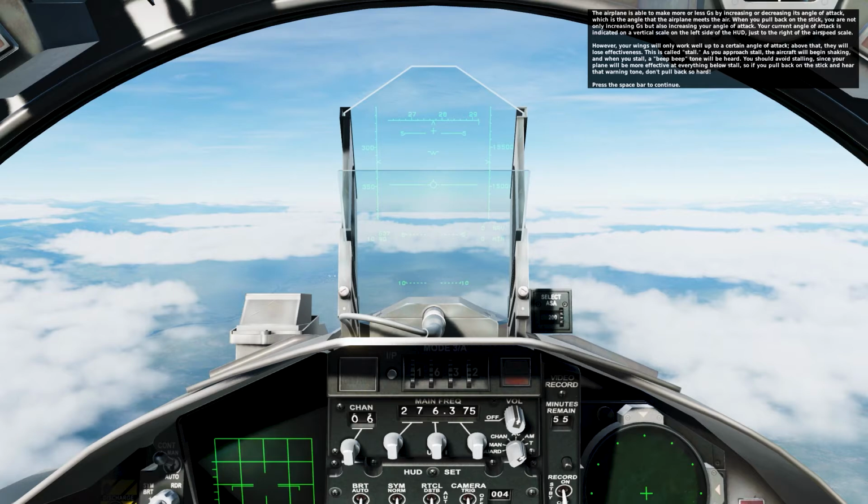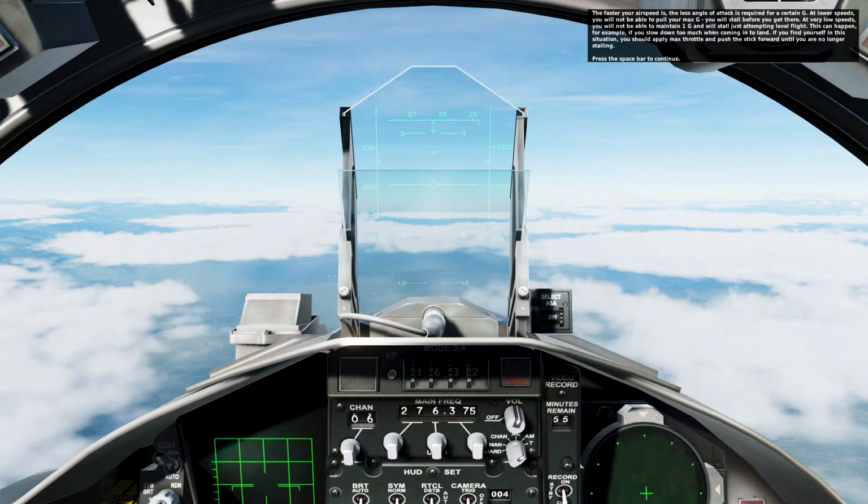This is called stall. As you approach stall, the aircraft will begin shaking, and when you stall, a beep beep tone will be heard. You should avoid stalling, so your plane will be more effective at everything below stall. So if you pull back on the stick and hear that warning tone, don't pull back so hard. Press the spacebar to continue.